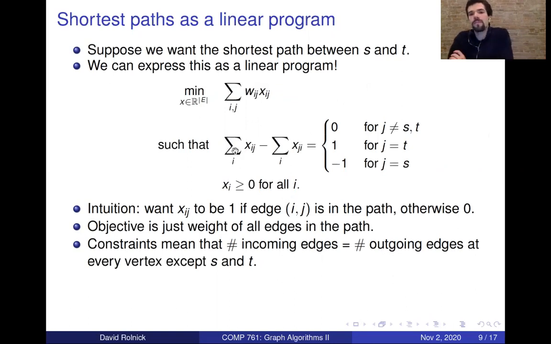This is saying that if you pick an index j, a vertex j, that isn't the source or the sink, that isn't S or T, then the net vertices coming in, the number of edges coming in minus the number of edges going out, is equal to zero.